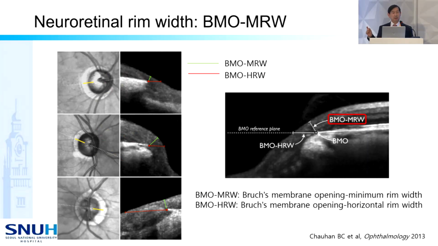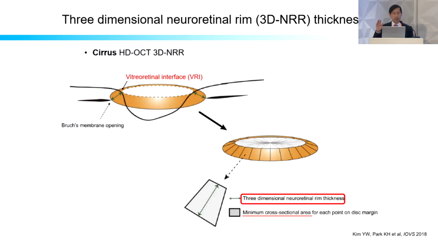Another part is we can measure the neuroretinal rim with OCT. So BMO-MRW measures from the BMO to the internal limiting membrane in Spectralis OCT. The same concept in Cirrus OCT is called 3D neuroretinal rim thickness.